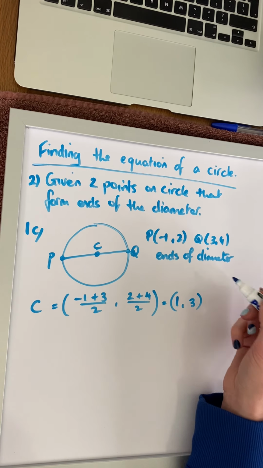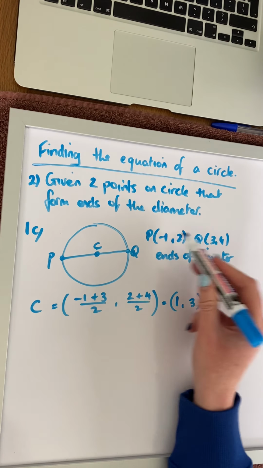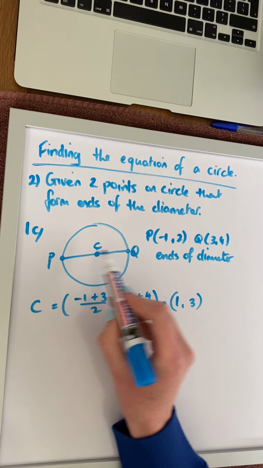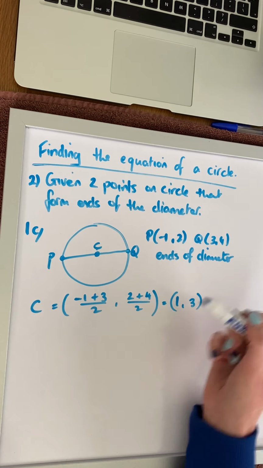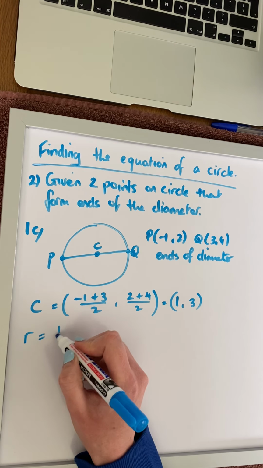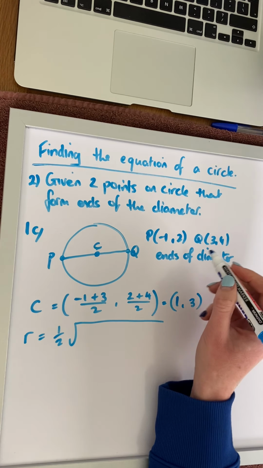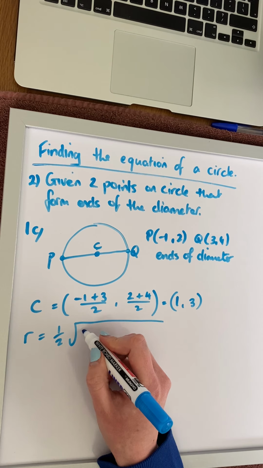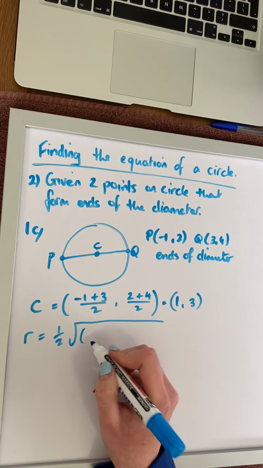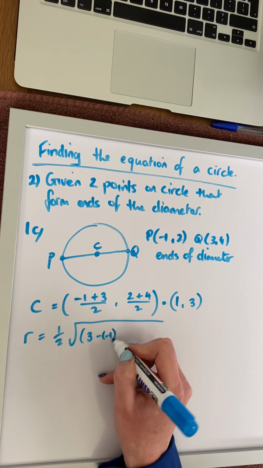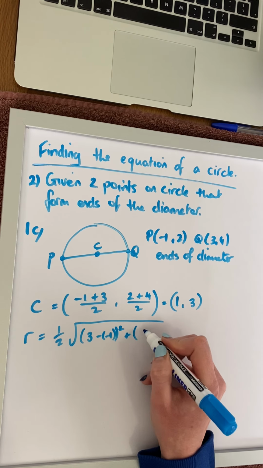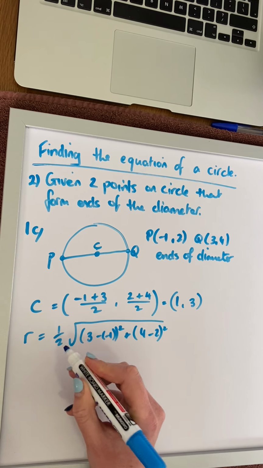We know that the radius is going to be half of the distance from P to Q, because if P to Q is the diameter, the radius is half of that. So the radius is half. And again, we use the distance formula here, again from page 18, the log tables. So that's looking at x2 minus x1 to be squared, etc. So that's 3 minus 1 to be squared plus 4 minus 2 to be squared, and half.